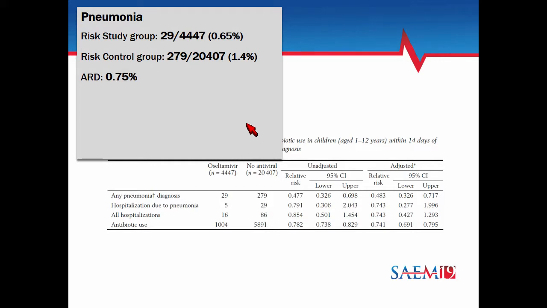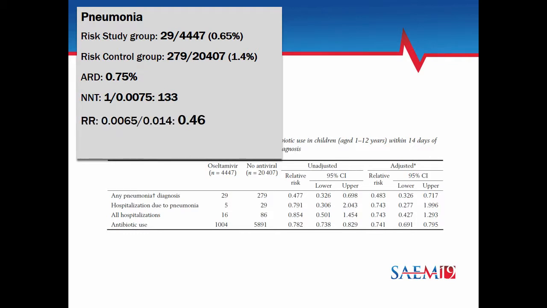So if you're in this game to make billions of dollars, you're not going to send your drug reps to the physicians' offices and say, if you have a child with influenza and you give them Tamiflu, you're going to reduce the risk of pneumonia by 0.75%, right? And then the NNT is 133. So you have to treat 133 patients to prevent one pneumonia. So what would you do?